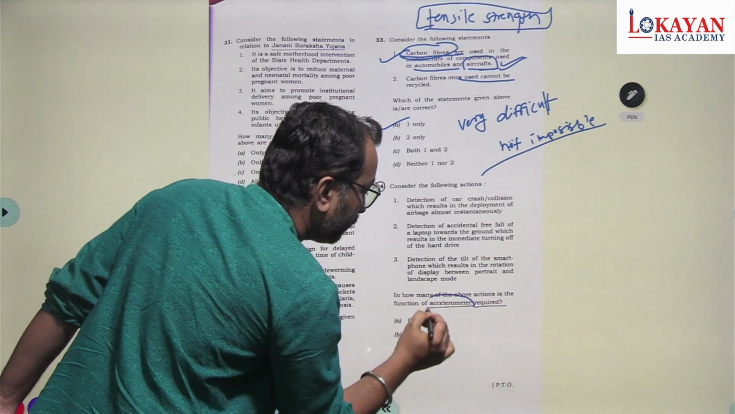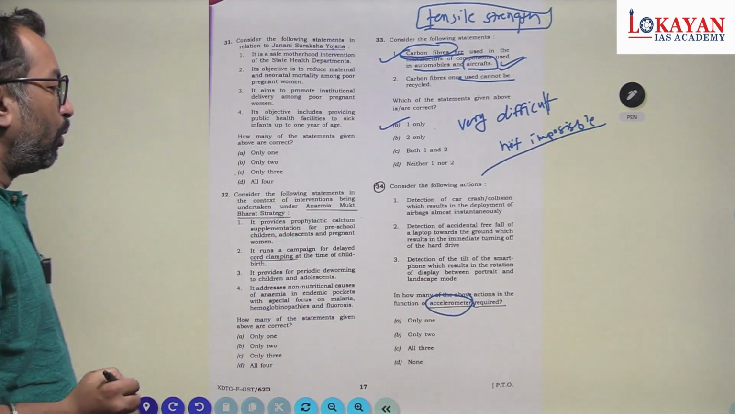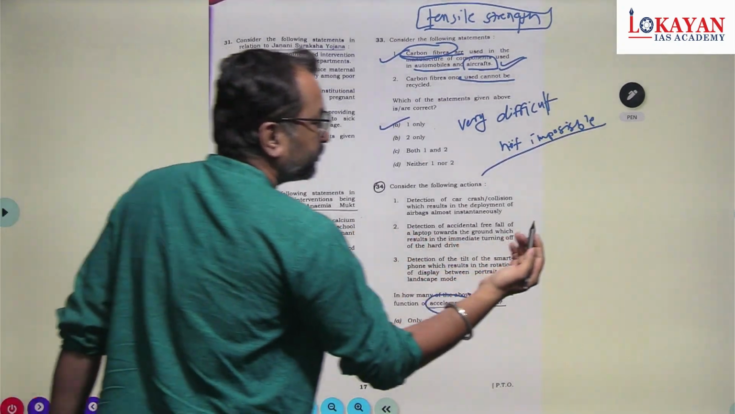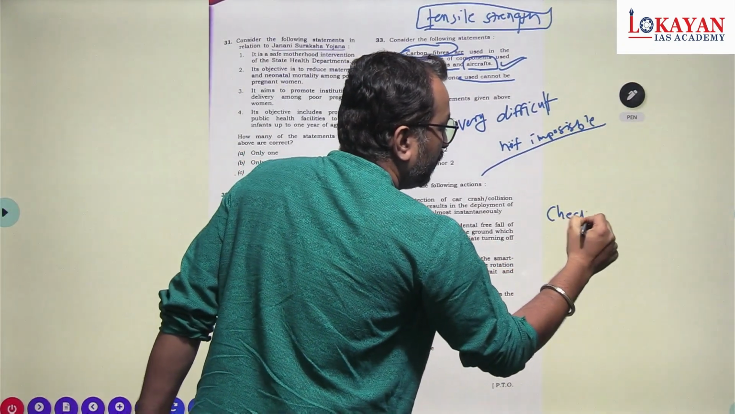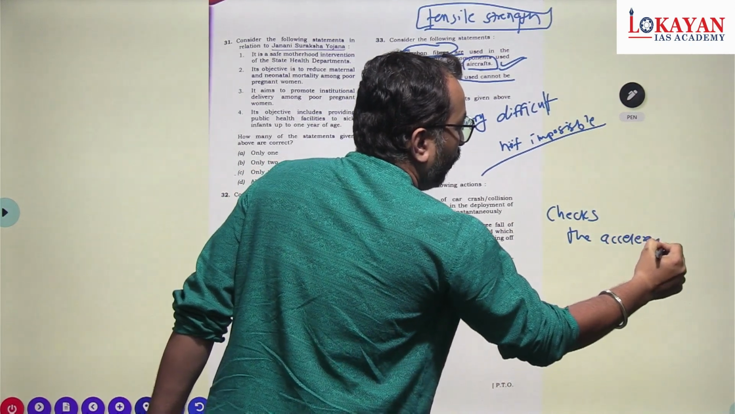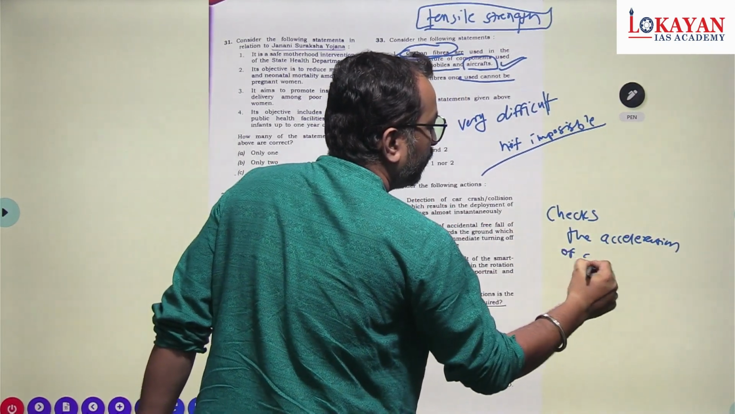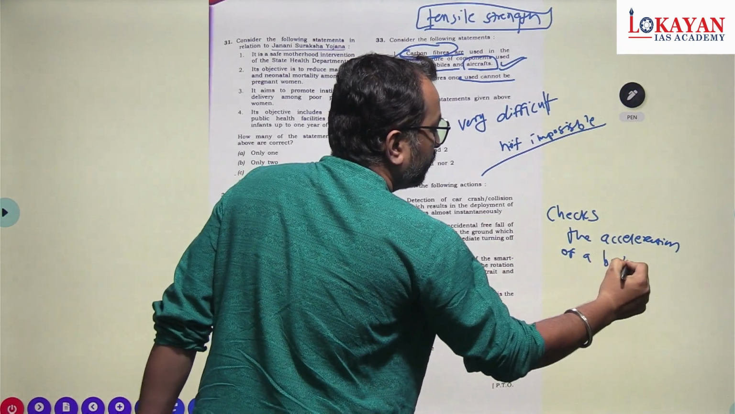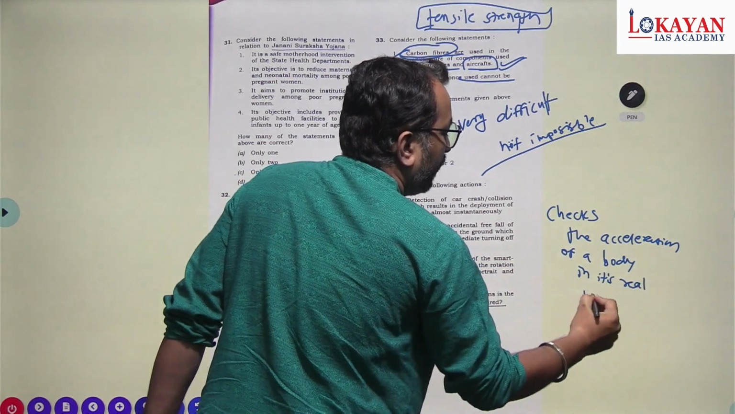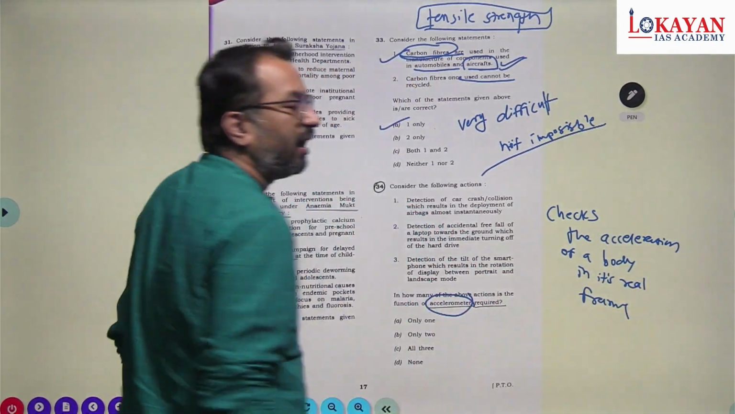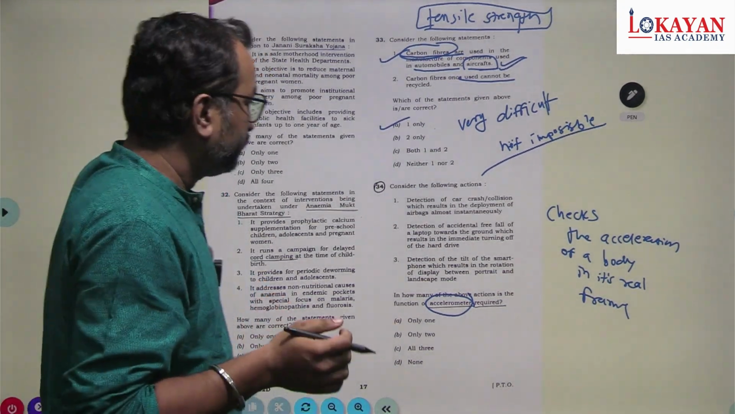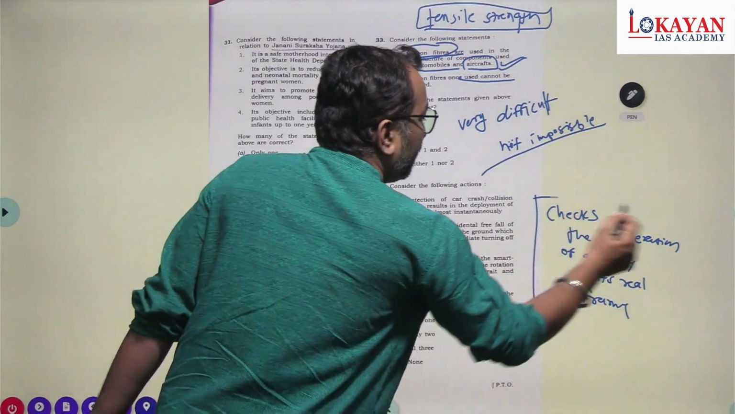accelerometer. What does an accelerometer do? It checks the acceleration of a body in its real frame and acts accordingly. Actually, it is called proper acceleration. So what does it mean?